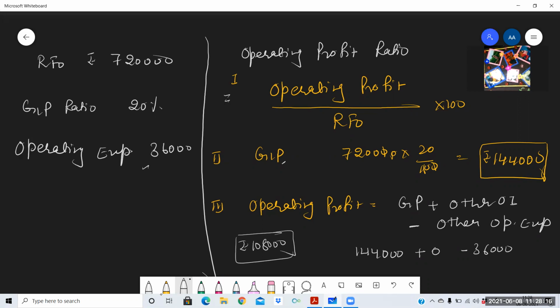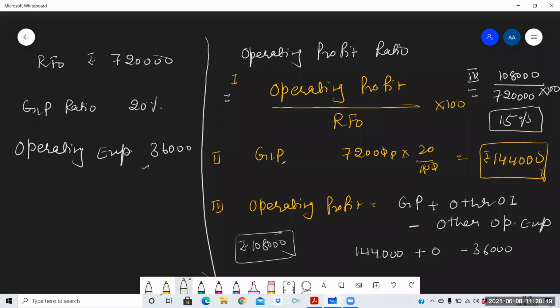Now put the values in the formula and find out the final answer. This is step 4. Step 1, write the formula. Step 2 and step 3, find out the given variables. And finally, step 4, in which we find out the answer. So operating profit is 1,08,000 upon RFO, which is 7,20,000 into 100. The answer is 15%. So this will be your final answer.